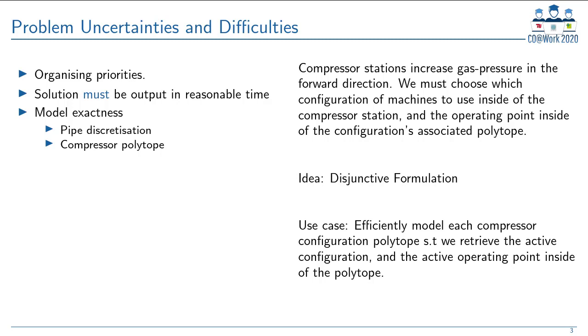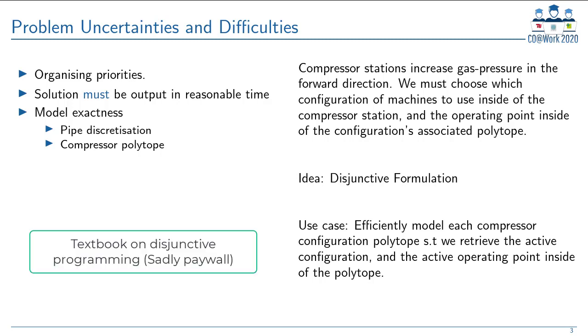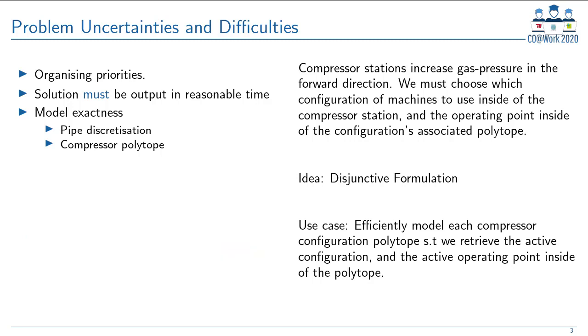This concept can be formulated using a disjunctive formulation. I've added a link, which is sadly behind a paywall, for the source of this model and more information on disjunctive formulation and by extension disjunctive programming. So the exact use case of this concept is that we can efficiently model each compressor configuration's polytope such that we retrieve the active configuration and the active operating point inside of the polytope. And the specific formulation mentioned via the reference behind a paywall has the benefit that its LP relaxation is the same as the integer hull.